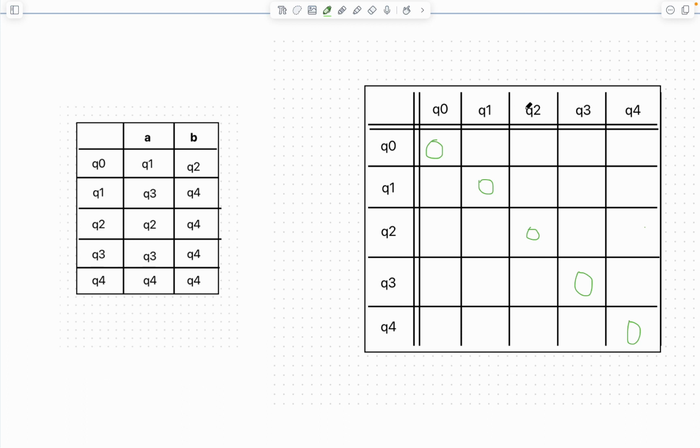Now, we know that Q2 and Q4 are final states.